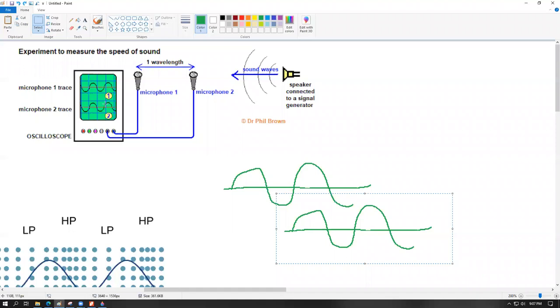Does this experiment make sense to all of us? Any question about this experiment? Yes, sir. Anyone? Any question?